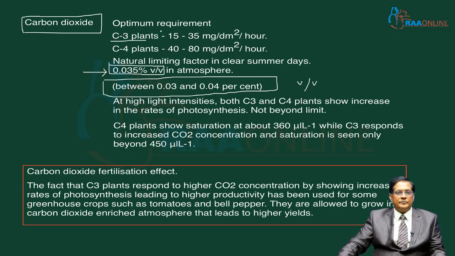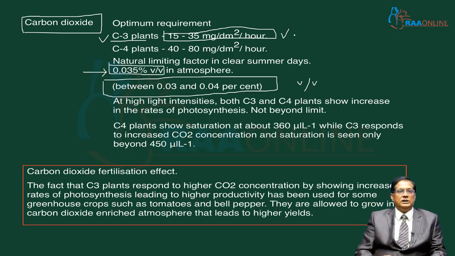C3 plants fix 15 to 35 mg per decimeter square per hour. This is photosynthetic production with respect to carbon dioxide. That is, plants fix this much amount of carbon dioxide, especially C3, and this is for the C4 plant. C4 plants are more efficient than C3 plants.